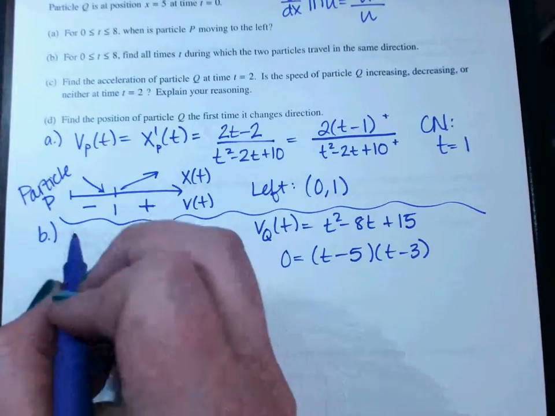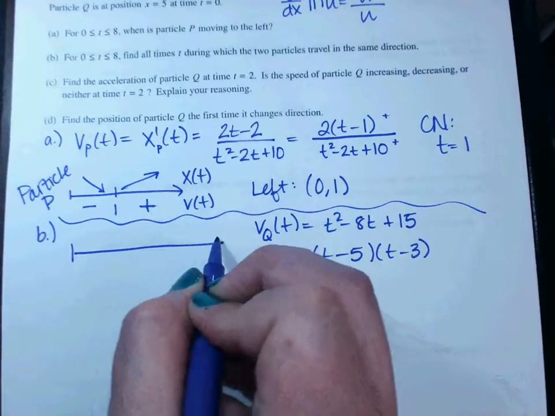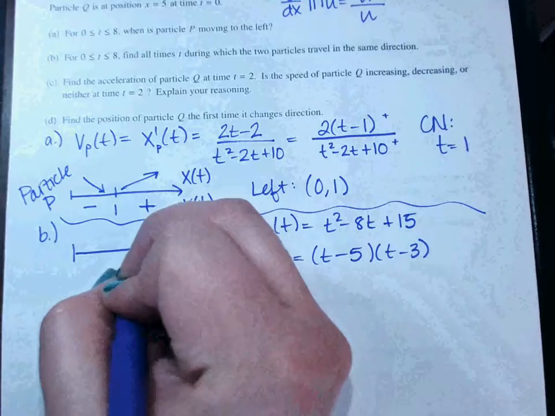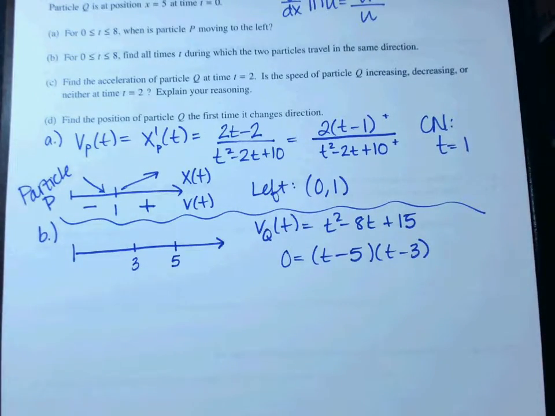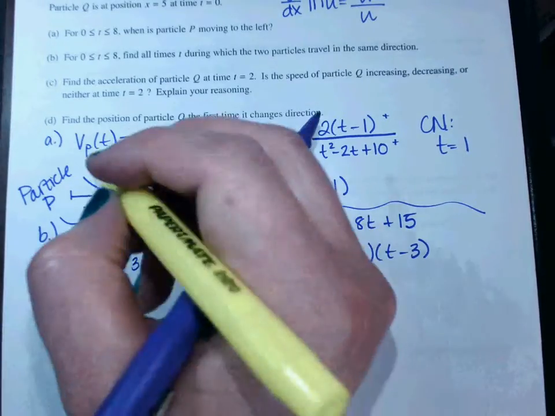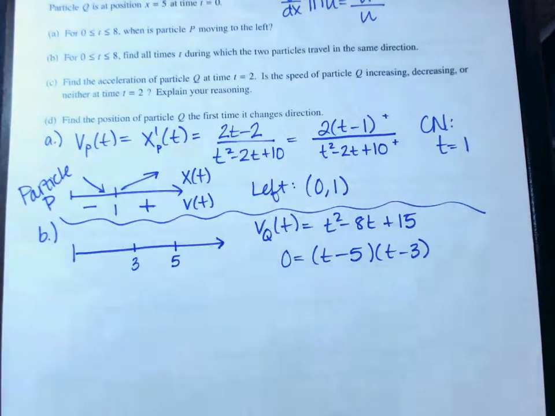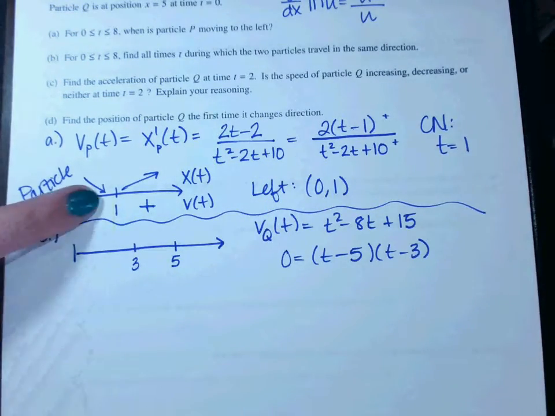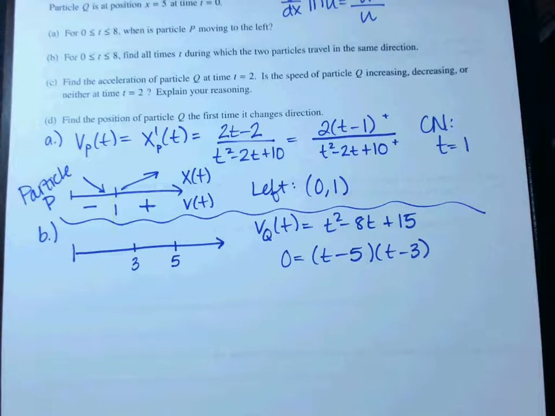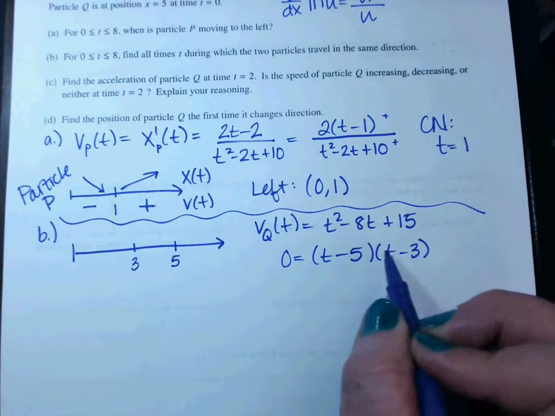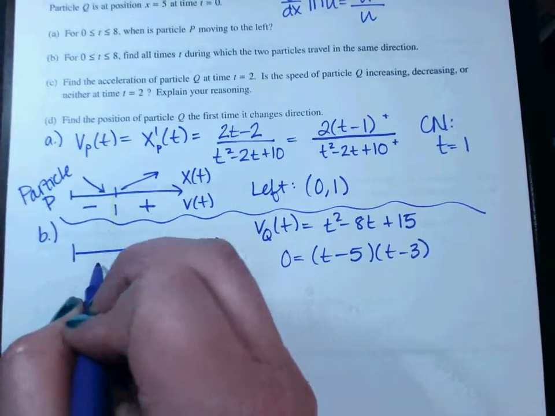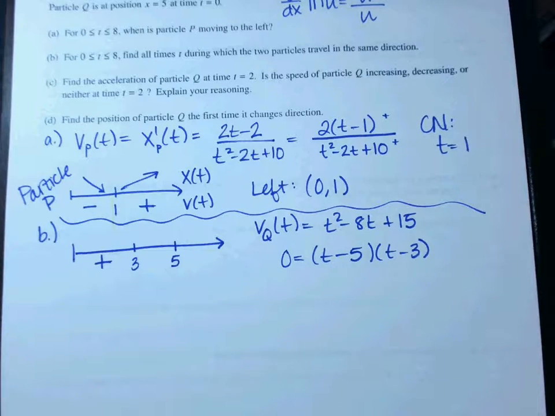So what are our two critical numbers? Okay, 3 I'm going to put here. 5 I'm going to put here. Now notice I do want to line them up so that my 1 is lined up before the 3. So don't put 3 over here in front of 1. Okay? Then from there we need to do a line test. Let's say we plugged in 0. 0 minus 5 is negative. 0 minus 3 is negative. Multiply two negatives, you get a positive.